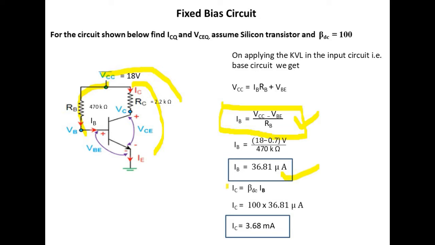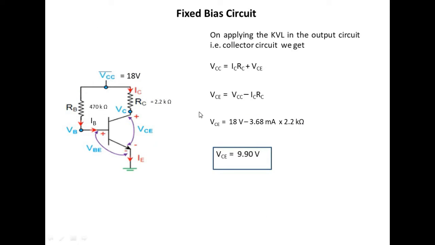So IC is equal to 100 into 36.81 micro ampere. So we have got IC is equal to 3.68 milliampere. Now we have to calculate VCE. If we remember the formula, we can directly apply it. Otherwise, go for KVL and find out VCE as VCC minus IC into RC. Putting the values of VCC, IC and RC, we get VCE is equal to 18 volt minus 3.68 milliampere into 2.2 kilo ohm. And after solving, we get VCE as 9.90 volt.